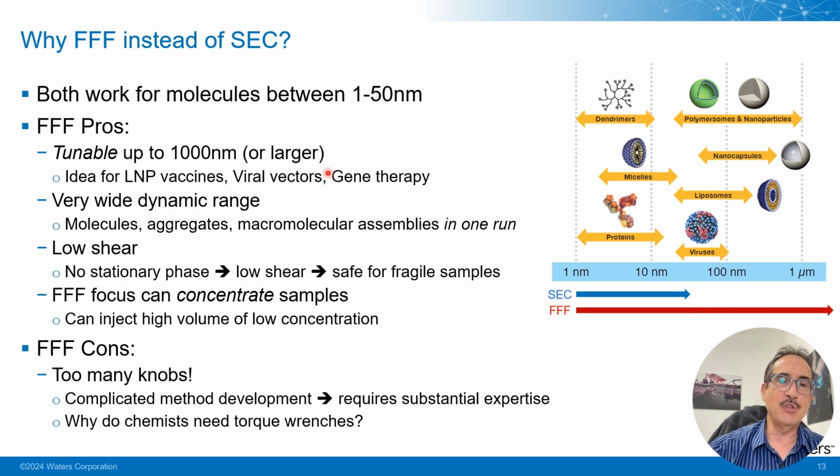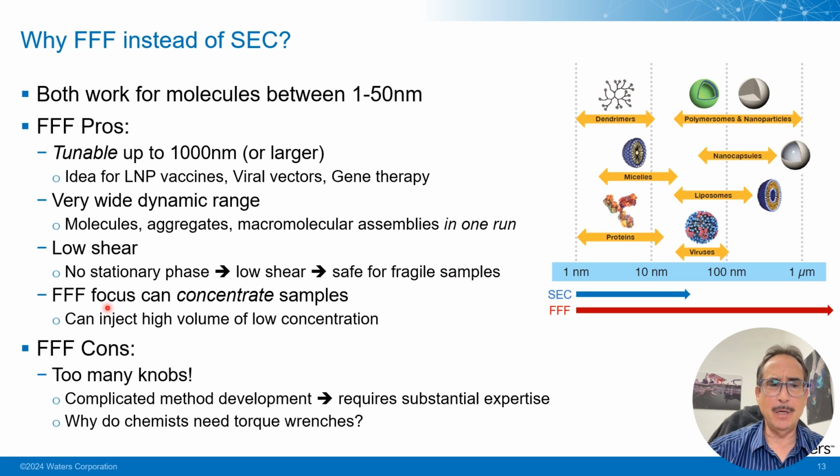And one of the real strengths of FFF is that it's tunable. We have the ability to control the channel flow and the cross flow, which provides the field, so you can tune it to look at either small molecules or big particles or things that have both. So you can look at molecules and aggregates of those or macromolecular assemblies in a single run. The low shear also has benefits, because low interaction with the membrane means that it's relatively safe for fragile samples. You tend not to break things that are only weakly associated.